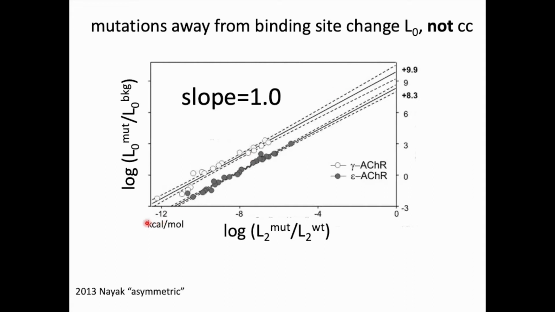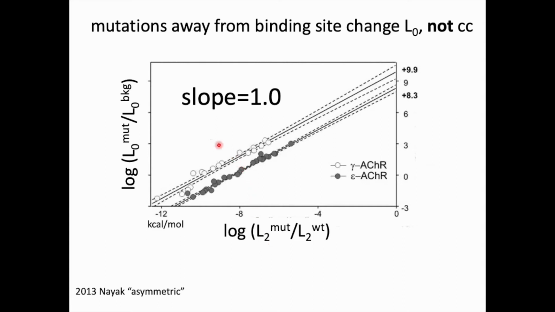So that's shown here in this experiment, where we measure the change in L0 relative to some background, and we measure the change in L2 using choline as an agonist, a weak agonist. So we see the change in L2 and the change in L0. When we plot these versus each other, we get straight lines with a slope of 1, which means the change in L0 and the change in L2 were the same. There was no change in the coupling constant.